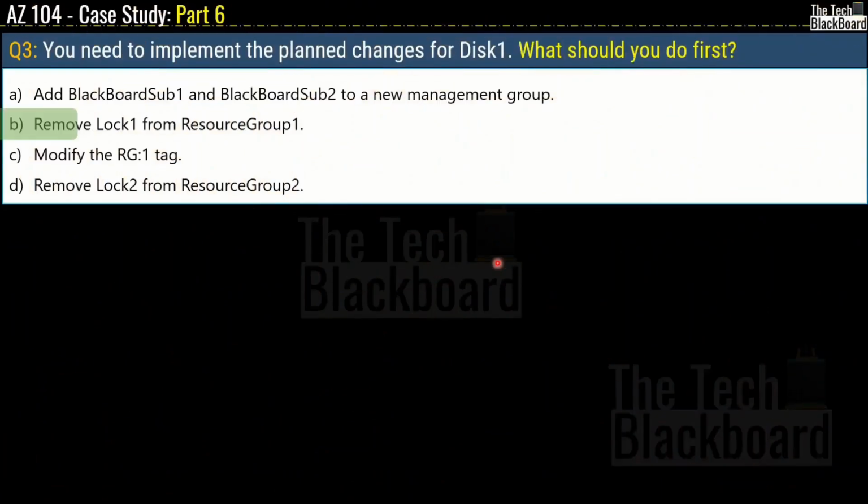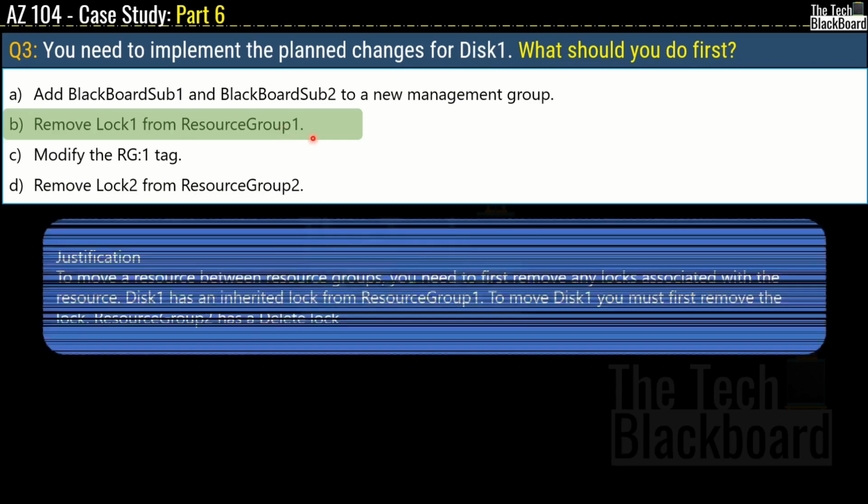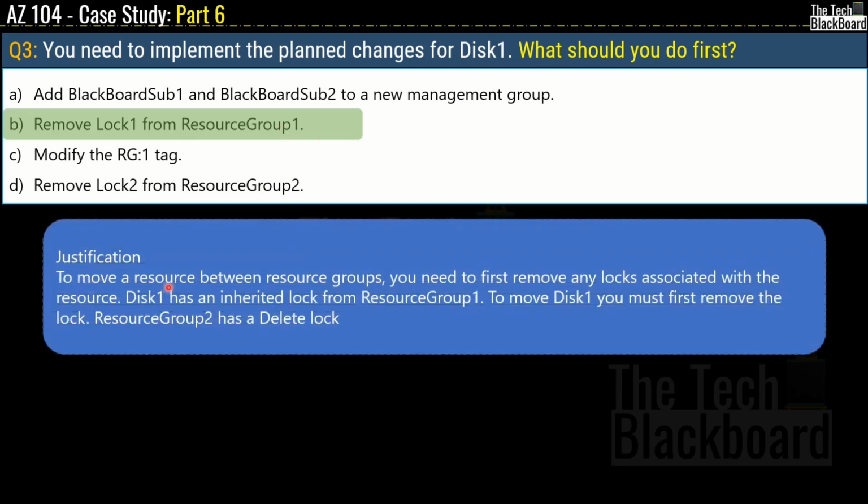The correct answer for this question is option B, remove lock 1 from resource group 1. The justification comes here. It says to move a resource between resource groups, you need to first remove any locks associated with the resource. Now friends, you might have a doubt here that in the question we are talking about disk 1. However, when it comes to removal of lock, here we are talking about removing a lock from resource group 1. But why is this so?